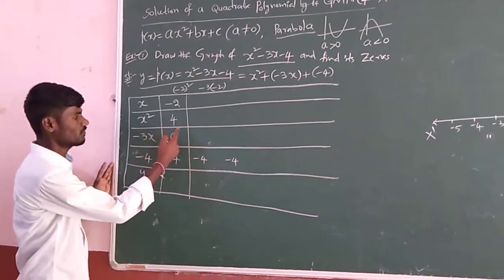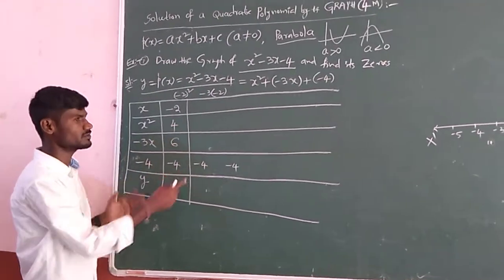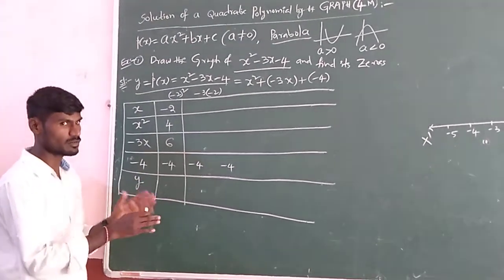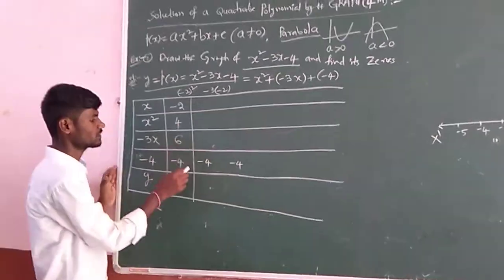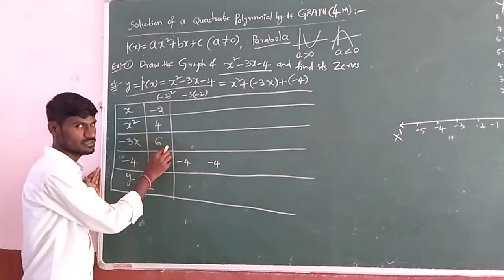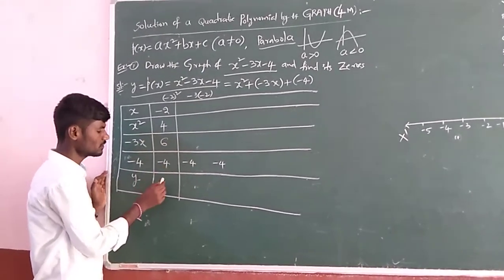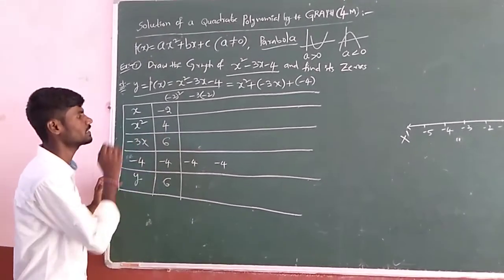If you add, first you add all the plus terms, and if some have the opposite sign, first you add the plus numbers and subtract the negative. 4 plus 6 is 10. 10 minus 4 is 6. That's it. This is the way of finding the values.